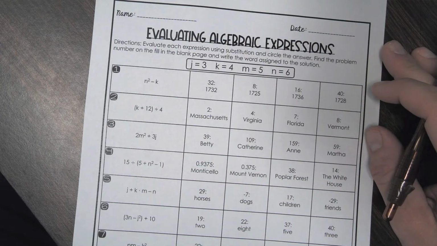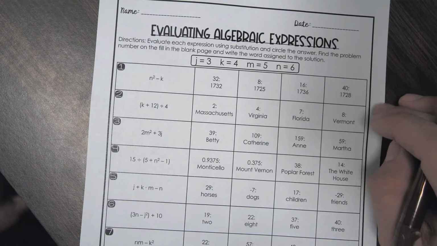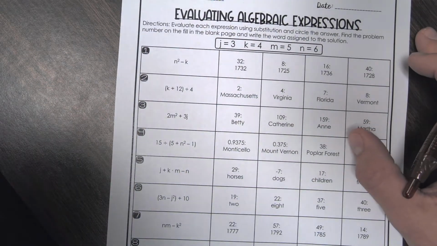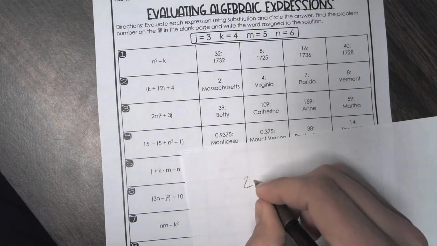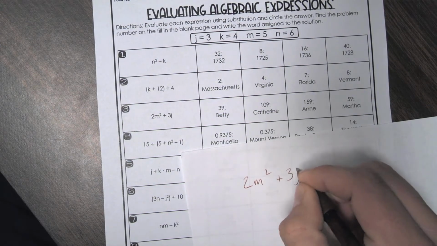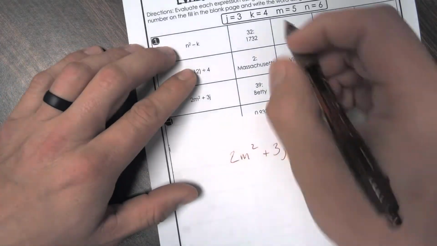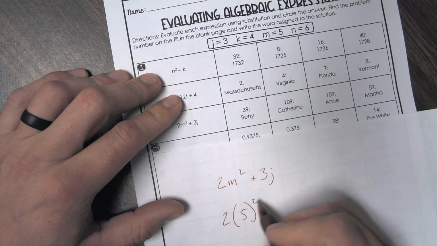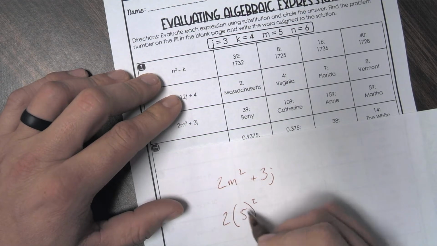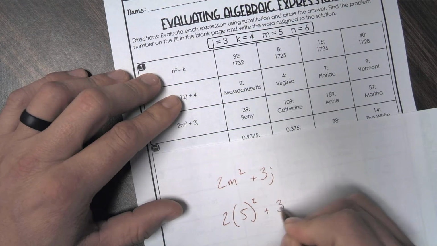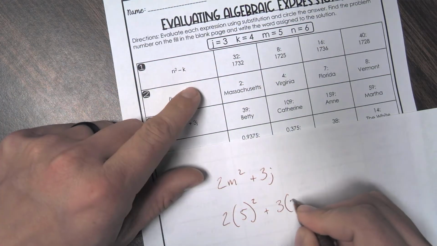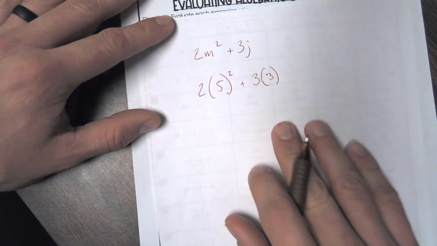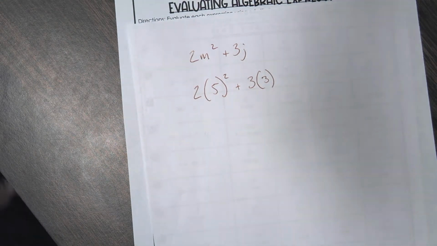So I wanted to do one with you, so we're going to go ahead and do number 3 together. Number 3 was 2m squared plus 3j. They say that m is 5, so we replace m with 5. And remember, the exponent stays with the variable even when you replace it, so now it's 2 times 5 squared plus 3 times, now j is 3. So your first step is just to replace the variables with the numbers they give you, and now we solve it out by using order of operations.